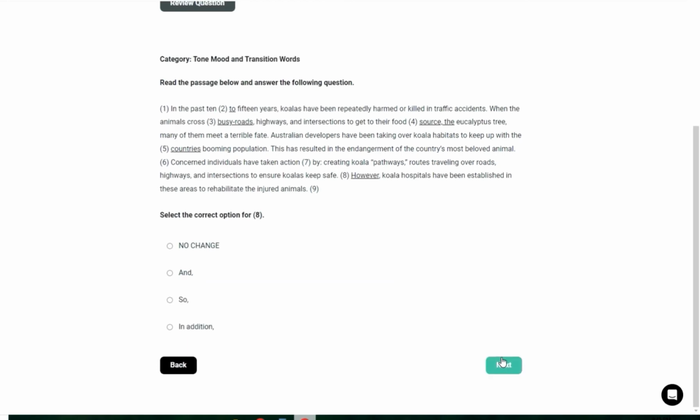All right, for number 8. "However, koala hospitals have been established in these areas to rehabilitate the injured animals." Let's see what you guys got. Do we need to change this word? And if so, what should it be?